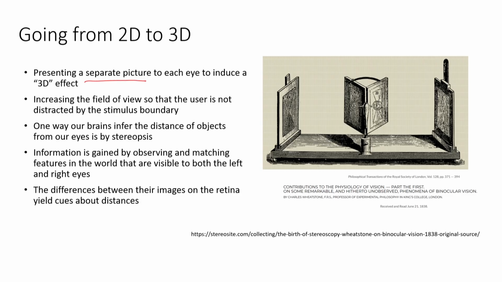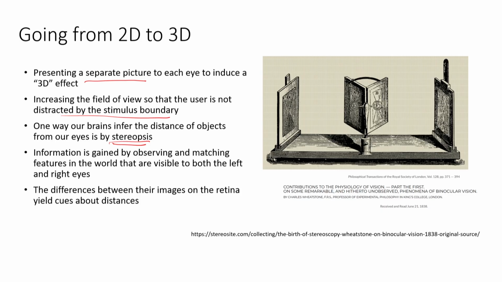So, essentially this is the first instance where we went from 2D to 3D. We are increasing the field of view, so that the user is not distracted by the stimulus boundary. So, this is one way our brain infers the distance of objects, and this phenomenon is known as stereopsis.